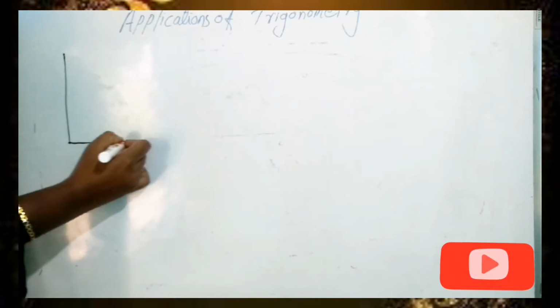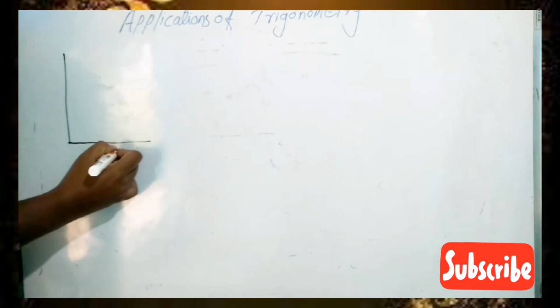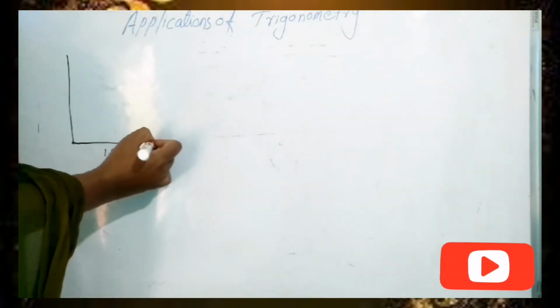So what we have is a tower that stands vertically on the ground. Suppose this is our tower, standing vertically on the ground. This is the foot of the tower, and we need to consider a point on the ground which is 50 meters away from the foot of the tower.